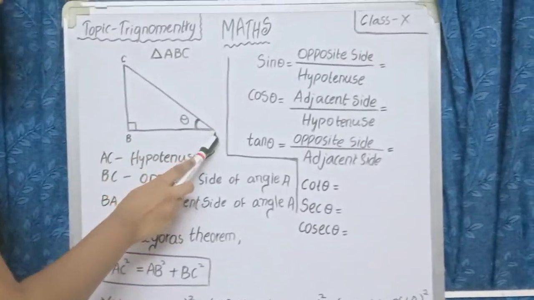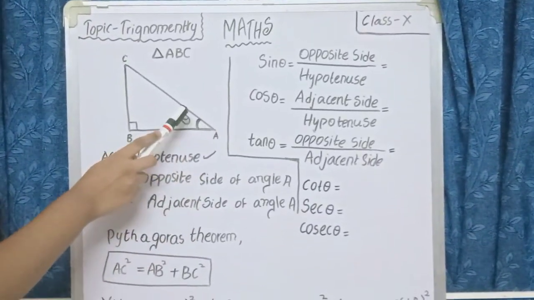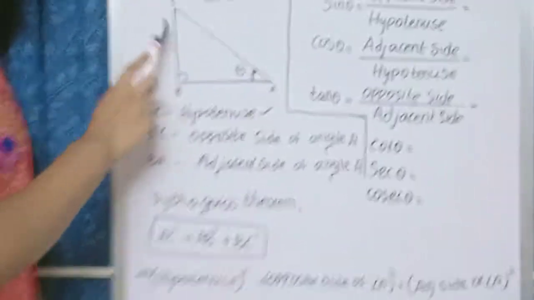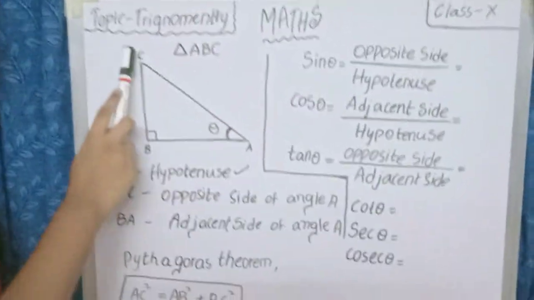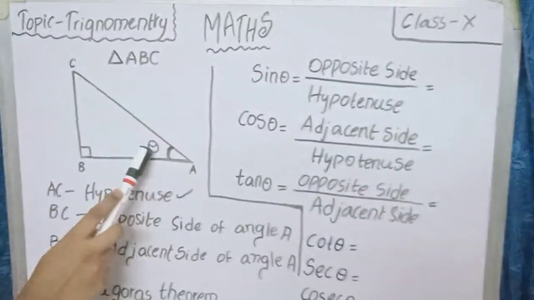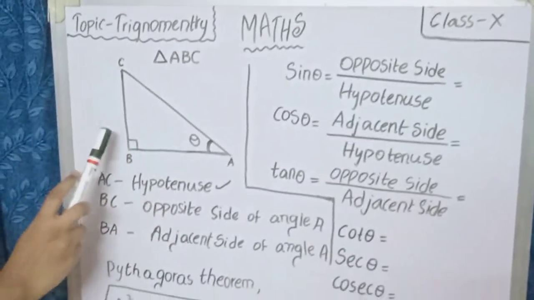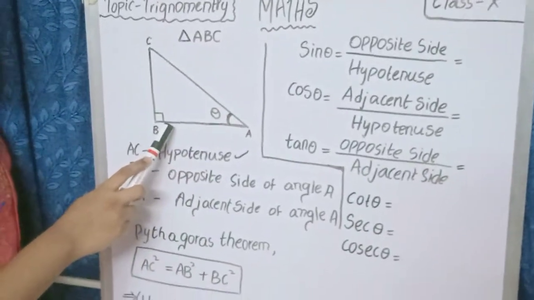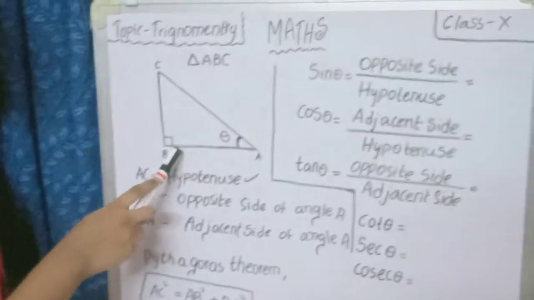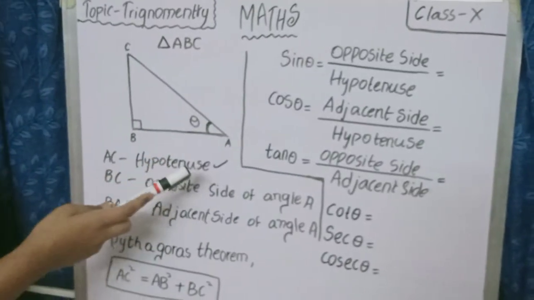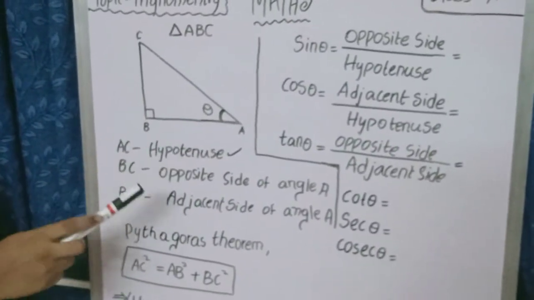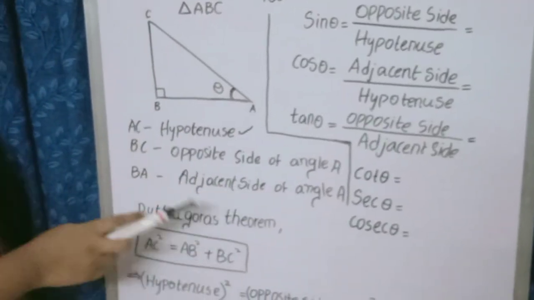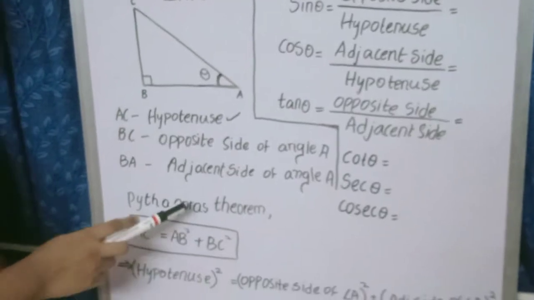If we see angle A, here angle A is theta degrees. For this theta, the opposite side is BC. So this BC is said to be the opposite side of angle theta, or we can simply say the opposite side. Then this theta is adjacent to the side AB, so it is called the adjacent side of angle theta, or simply the adjacent side. Now you have understood what is a hypotenuse, what is the opposite side, and what is the adjacent side. Now let's go to the Pythagoras theorem.